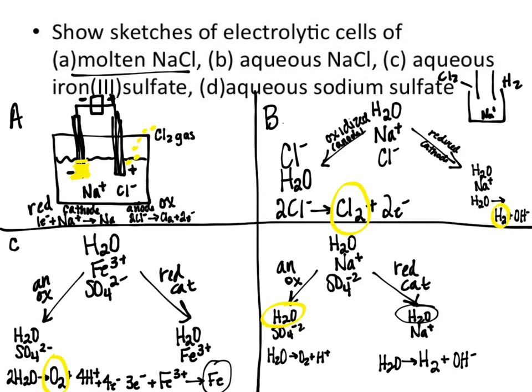Any questions on that? You must be able to look at a situation you're given and tell me what will be produced where. What's being produced on the cathode side or anode side. Any questions on that? Okay, so let's talk about electrolysis and the stoichiometry of it.